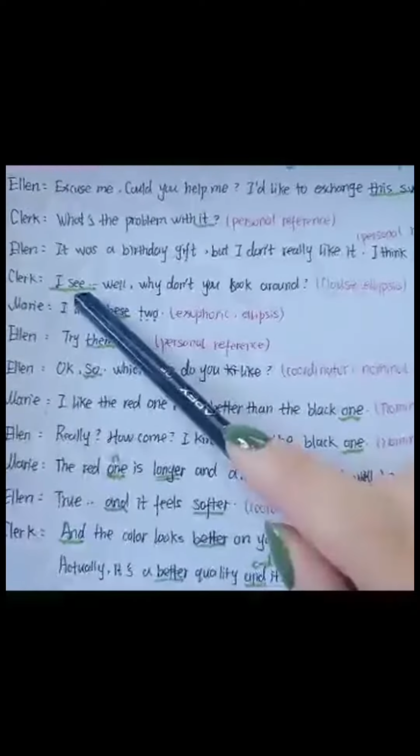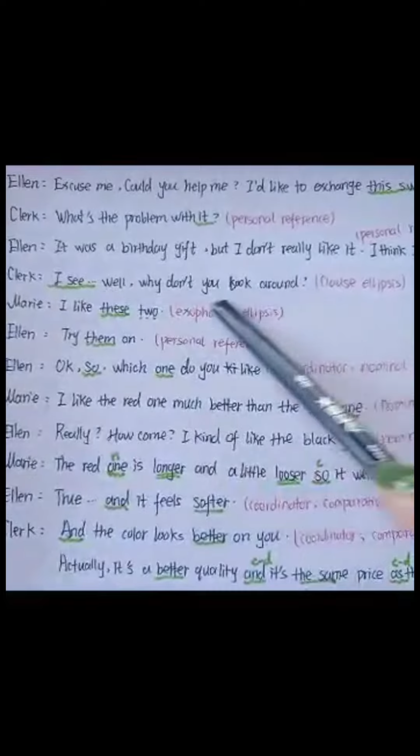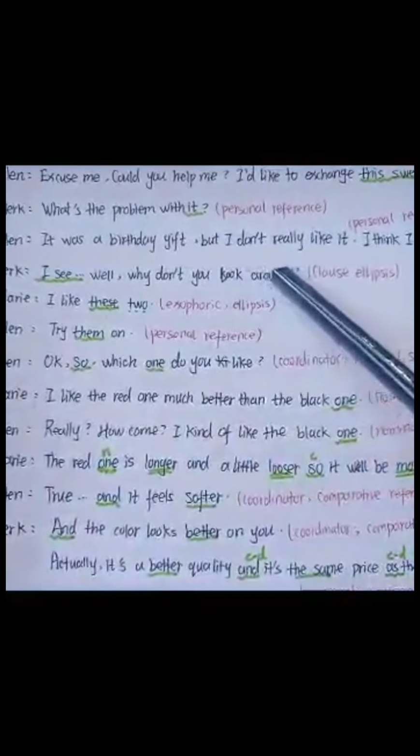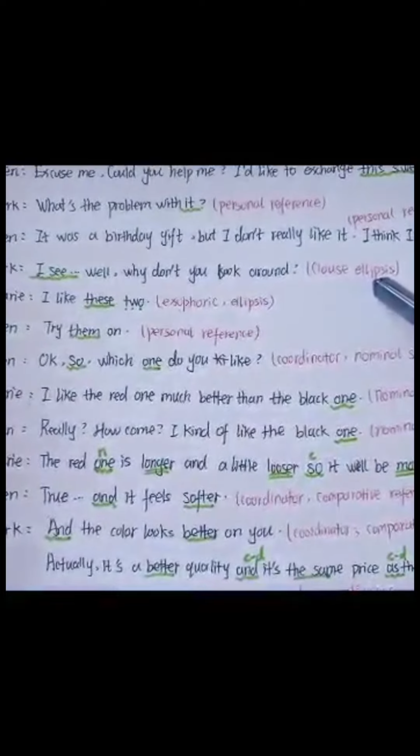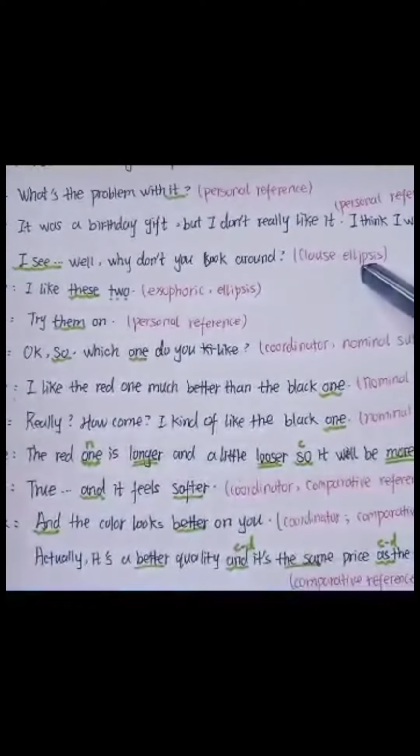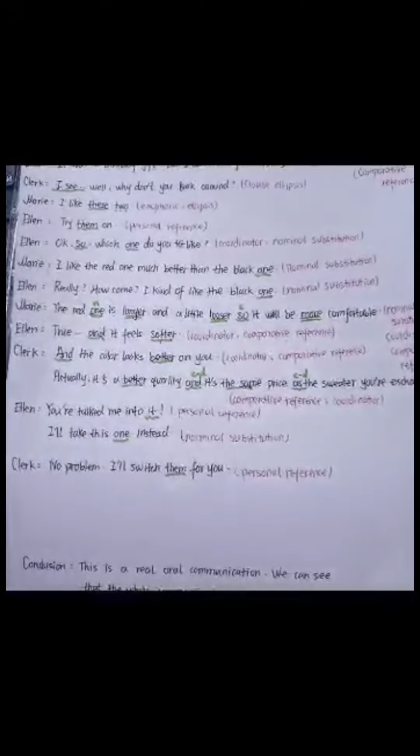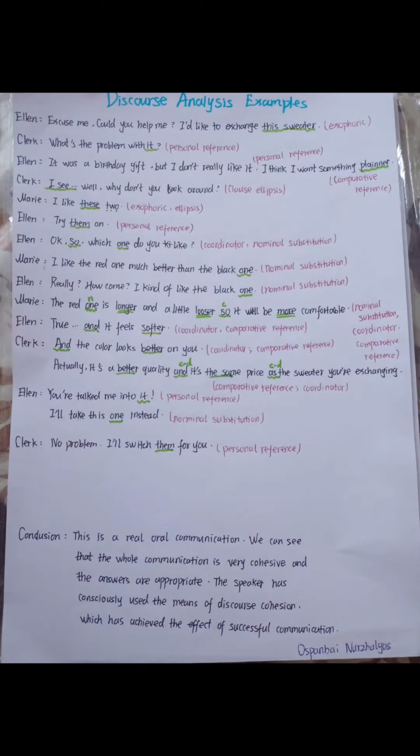And in the first sentence, "I say, well, why don't you look around?" "I say" seems to be ellipsis, omitting the well-known. "What do you mean?" And in conclusion, this is a real oral communication. We can see that the whole communication is very cohesive and the answers are appropriate. The speaker has consciously used the means of discourse cohesion, which has achieved the effect of successful communication.